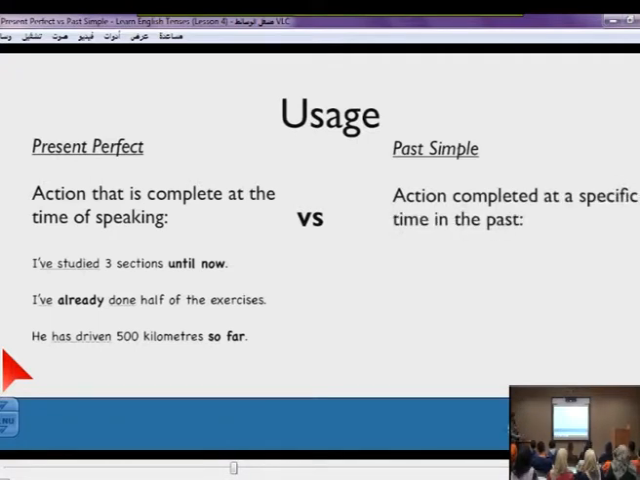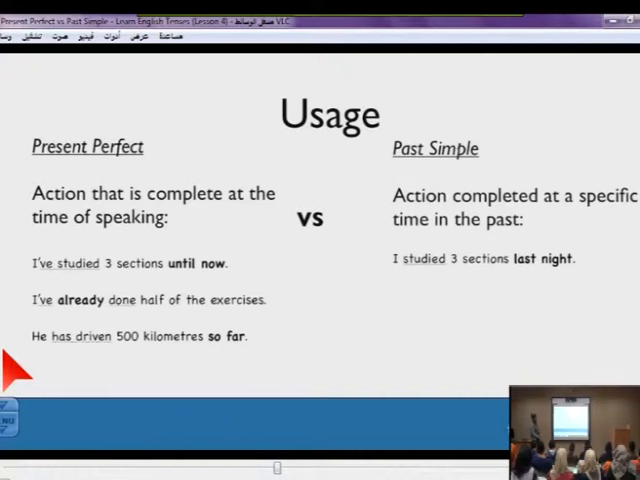Let's look at the examples. First example, I've studied three sections until now. The action is complete, but we don't know when. If we add the when element, if we specify the time in the past, the tense changes to past simple. Let's watch the change. I studied three sections last night.